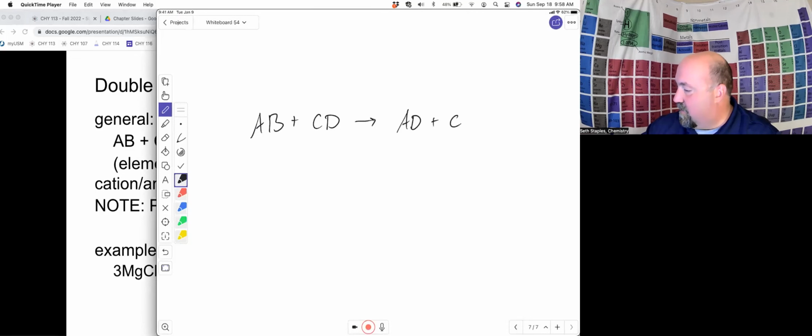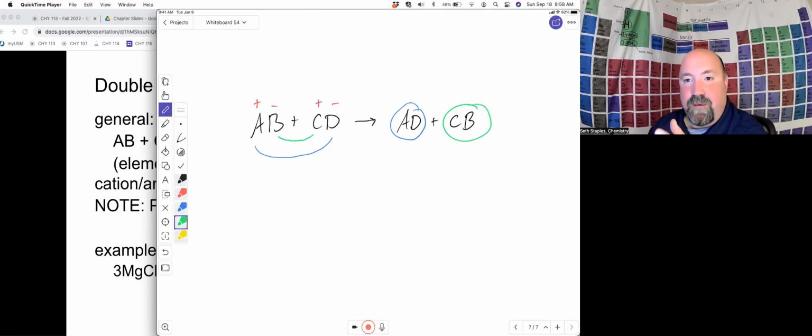AD plus CB. Now, without even knowing what the numbers are, so this is all just very generic. But without putting in numbers, just looking at what the type of charge is going to be. Remember, we always write things as cation first and then anion. So we know that A is positive, B is negative, C is positive, and D is negative. And so we have those two new combinations. A is going to come together with D. So there's our AD. We also know that C is going to come together with B. There's another cation anion combination. So we get CB. So just completely mixing up and coming together with our different combinations.